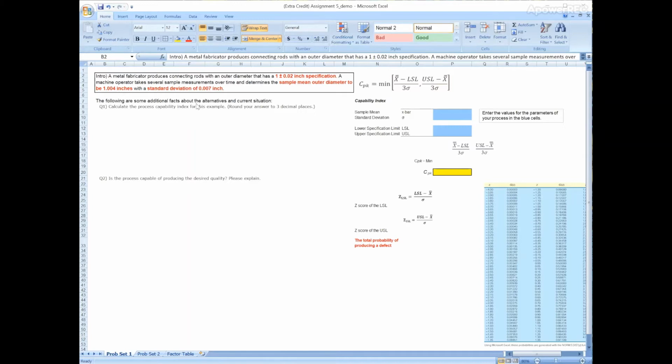statistically derived performance criteria. So in this problem, a metal fabricator produces connecting rods with an outer diameter that has a 1 plus or minus 0.02 inches specification range. A machine operator takes several sample measurements over time that has a standard deviation of 0.007 inches. The sample mean outer diameter equals 1.004 inches. Based on this information, we can calculate the process capability. To solve this problem, we will first calculate the process capability using the capability index that's shown here.